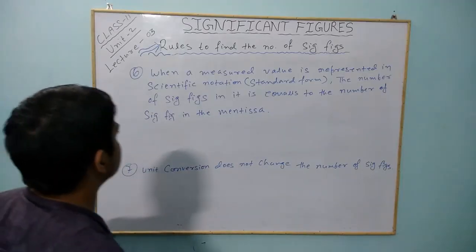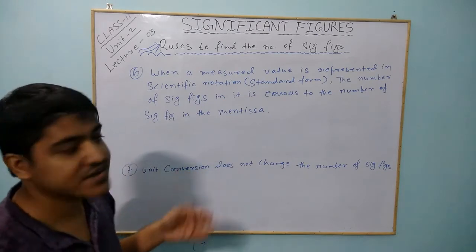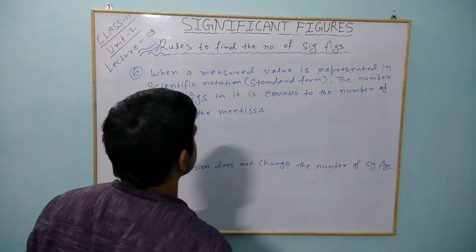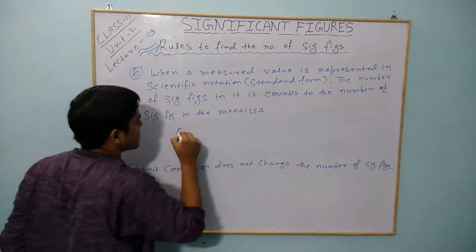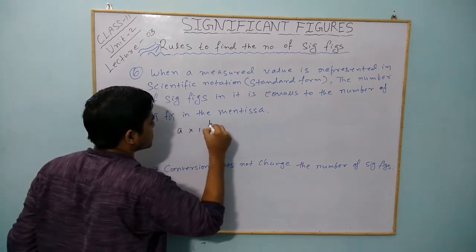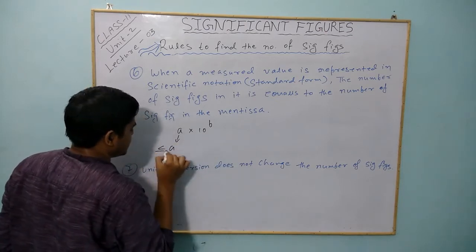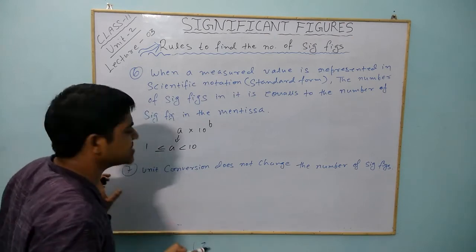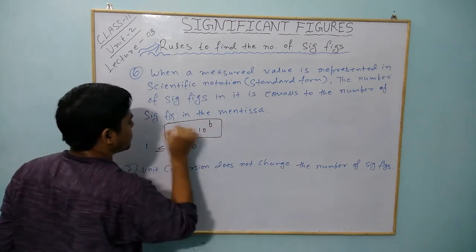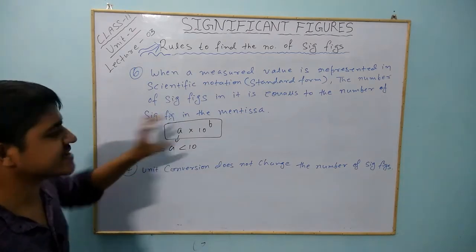Moving on to the next rule. When a measured value is represented in scientific notation, that we also call standard form, the number of significant figures in it is equal to the number of sig figs in the mantissa. See, any measured value can be represented in the form of a times 10 raised to the power b, where there is a condition: a should be greater than or equal to 1 but less than 10. When a number is represented in this form, provided a is greater than or equal to 1 but less than 10, we call it standard form.